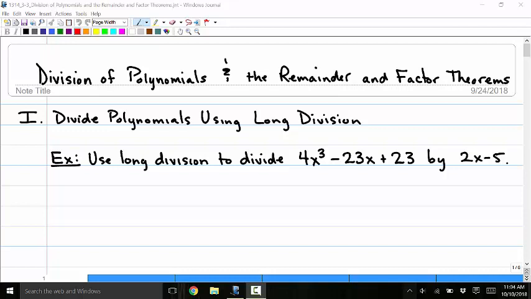But before we can get to synthetic division, we're going to talk about long division. You remember how to divide just numbers using long division? It's going to be very similar, but we're going to divide polynomials. So if you've never seen it, here we go. Okay, use long division to divide 4x cubed minus 23x plus 23 by 2x minus 5.